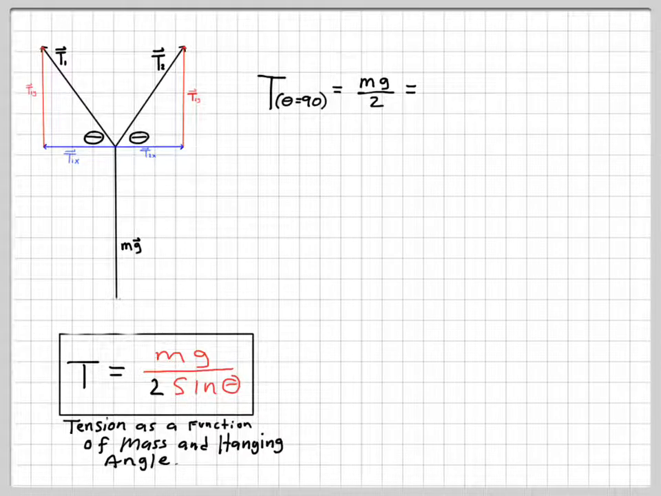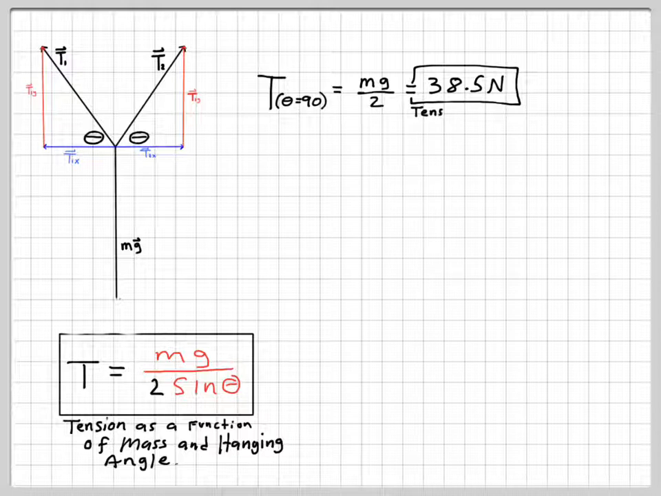And the weight force itself is around 76.9 newtons, so divided by 2, that's 38.5 newtons. 38.5 newtons of tension. That's what each cable holds, or maintains, or supports. Tension in each cable.